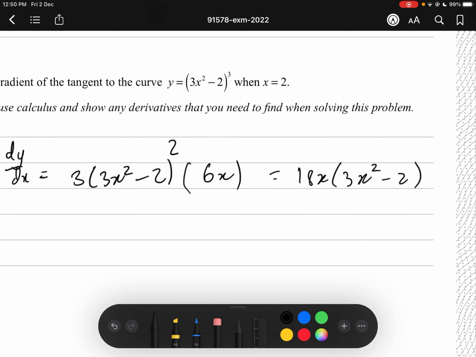Substituting x equals 2, so we say dy over dx equals 36 multiplied by 2 squared, which is 4, 4 times 3 is 12, minus 2 is 10.